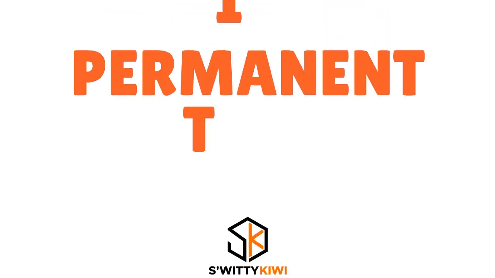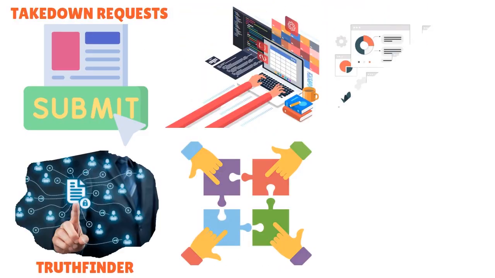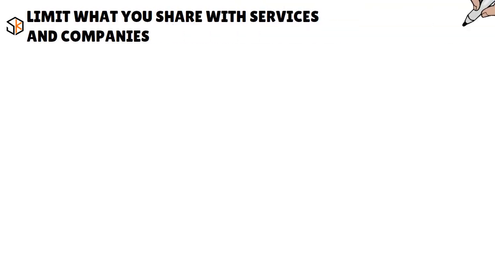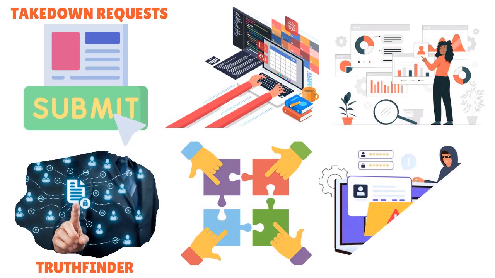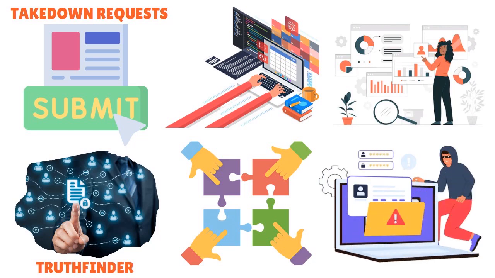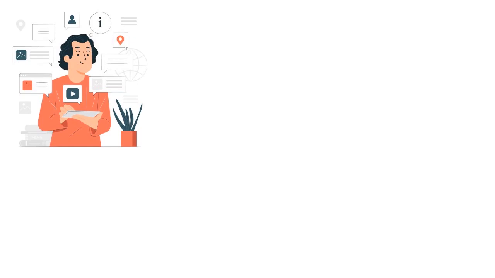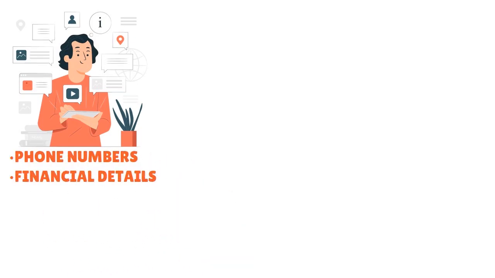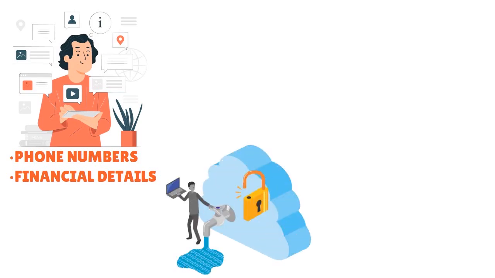Let me give you a few permanent tips here. If you want to keep your private data off of data broker lists, you want to limit what you share with services and companies. This is very important, because data breaches can do serious harm to your online privacy and safety. The less information you share with services, especially your phone numbers, financial data, etc., the safer you'll be in the event that their databases are breached, and they will be breached from time to time, by the way.